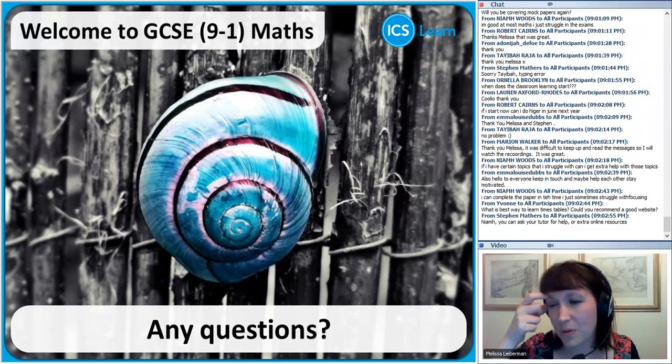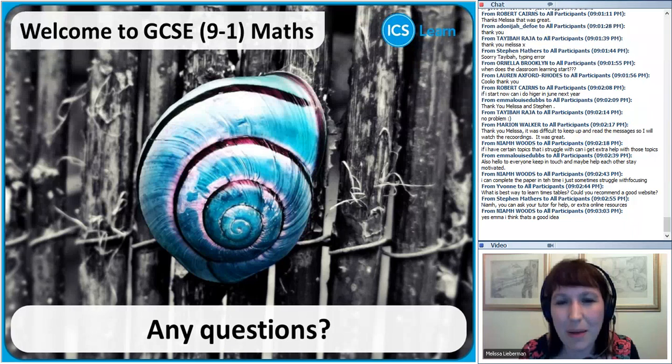Best way to learn times tables. I am not very good at times tables myself. I mean, I don't know if I'm being controversial, I'm not sure that learning times tables is really going to be that useful. It might come up a little bit on the non-calculator paper. It might help with things like cancelling fractions.